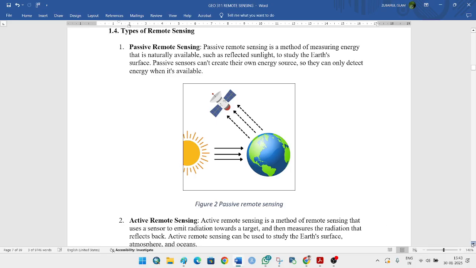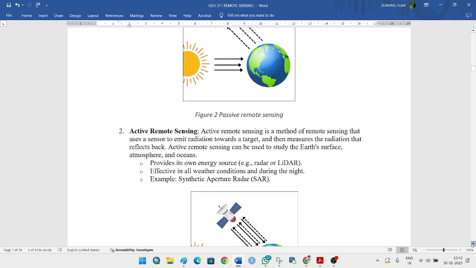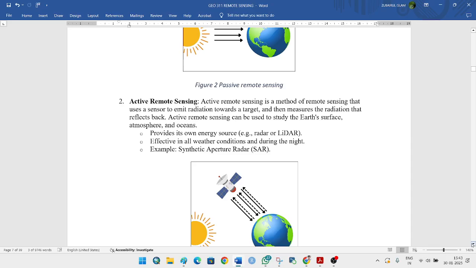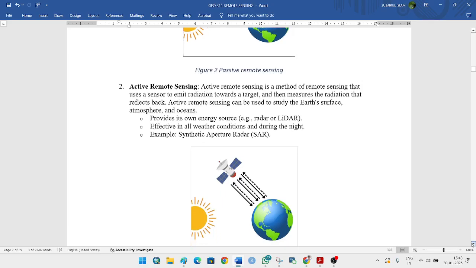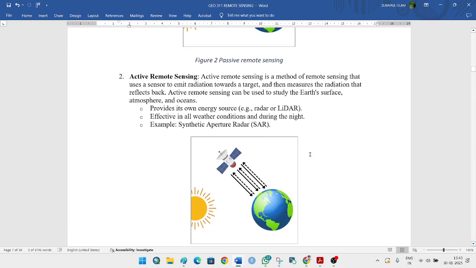In active remote sensing, the waves are longer and are not affected by cloud cover. These waves penetrate clouds, and if there is cloud cover and no sunlight, we can still do remote sensing with the help of radar data, lidar data, or synthetic aperture radar (SAR) data.